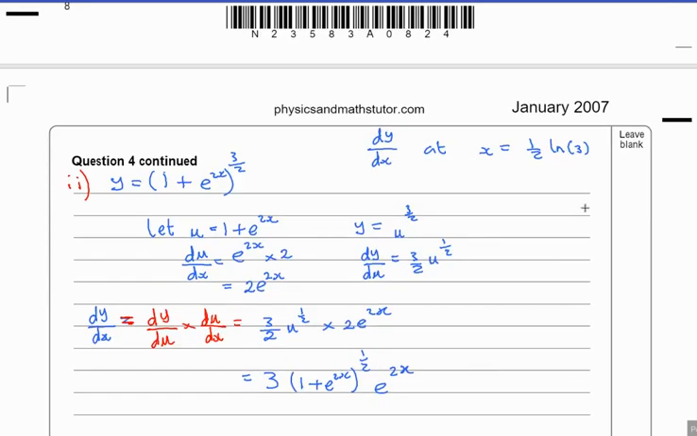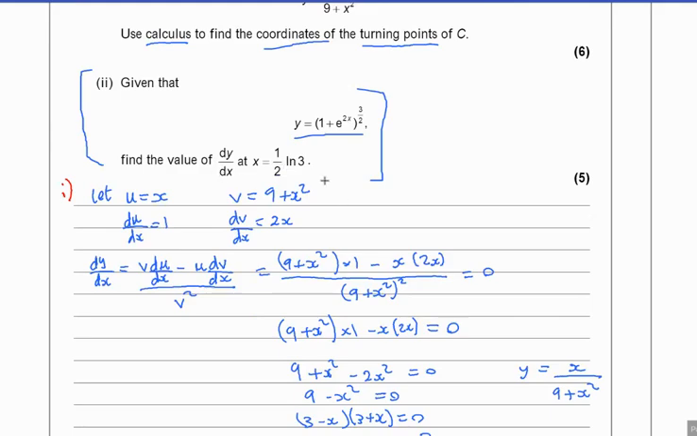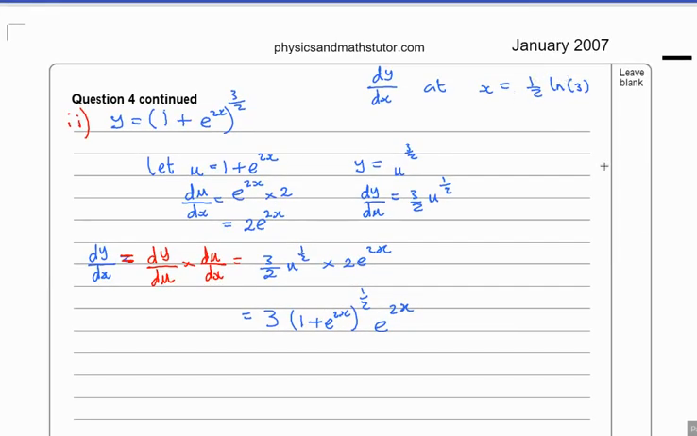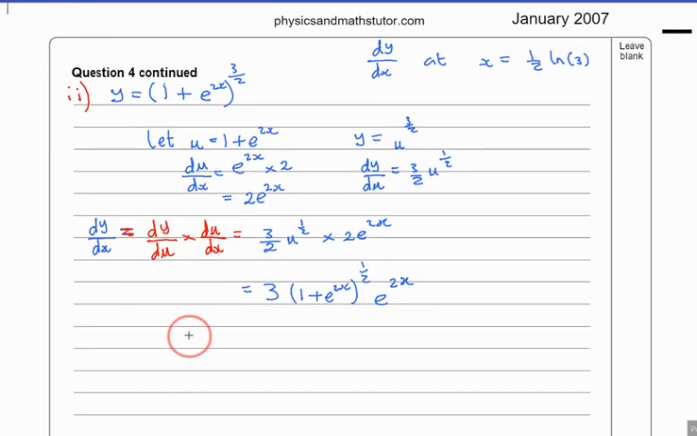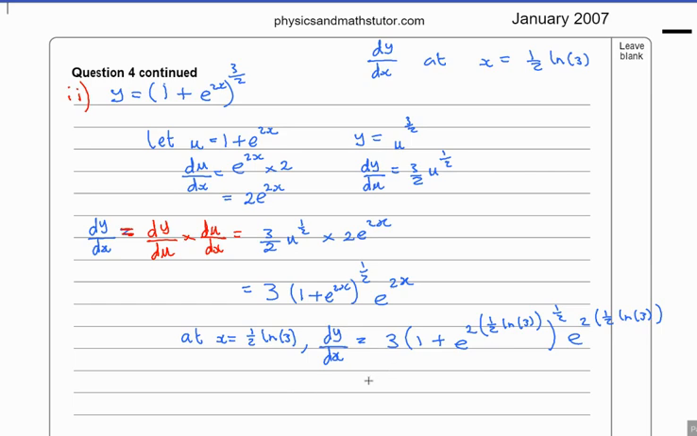And it says at x equals half ln 3, so we need to find exact values. So we need to substitute x equals a half ln 3. At x equals a half ln 3, dy/dx is equal to 3 times 1 plus e to the power of 2 times, and then I'm going to replace x with a half ln 3, that, to the power of a half, and then e to the power of 2 lots of, again, a half ln 3.